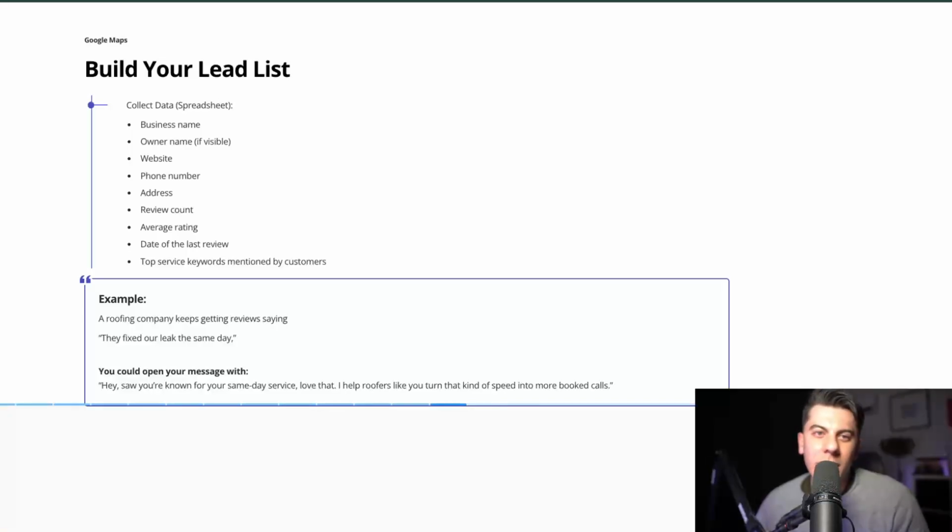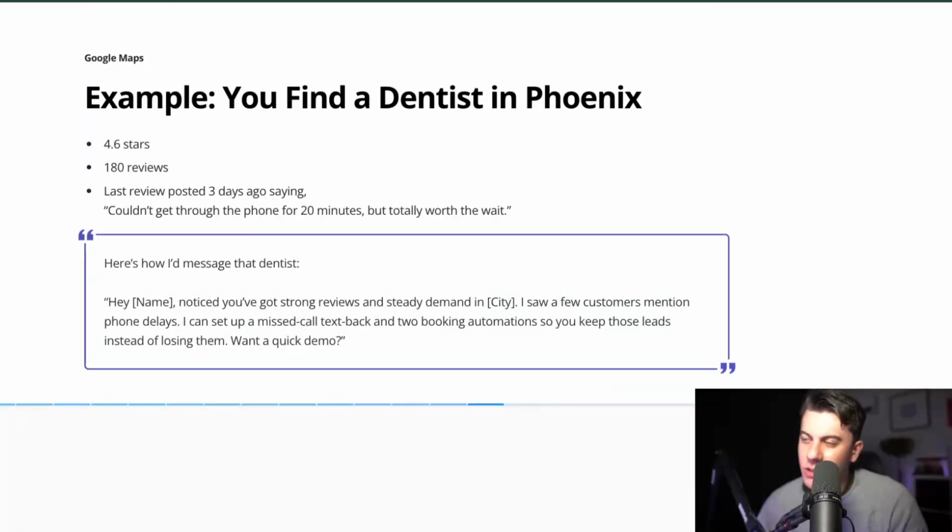Keywords are important. If you see customers mentioning things like emergency repair, same-day service, or custom treatments, it tells you exactly how to position your outreach. For example, if a roofing company keeps getting reviews saying they fixed their leak the same day, you could open your message with, hey, saw you're known for same-day service. Love that. I help roofers like you turn that kind of speed into more booked calls. That's how you instantly sound personal and relevant. This stuff's very important. You have to do your research. It'll help so much with your outreach. It's night and day, doing research versus not doing research.